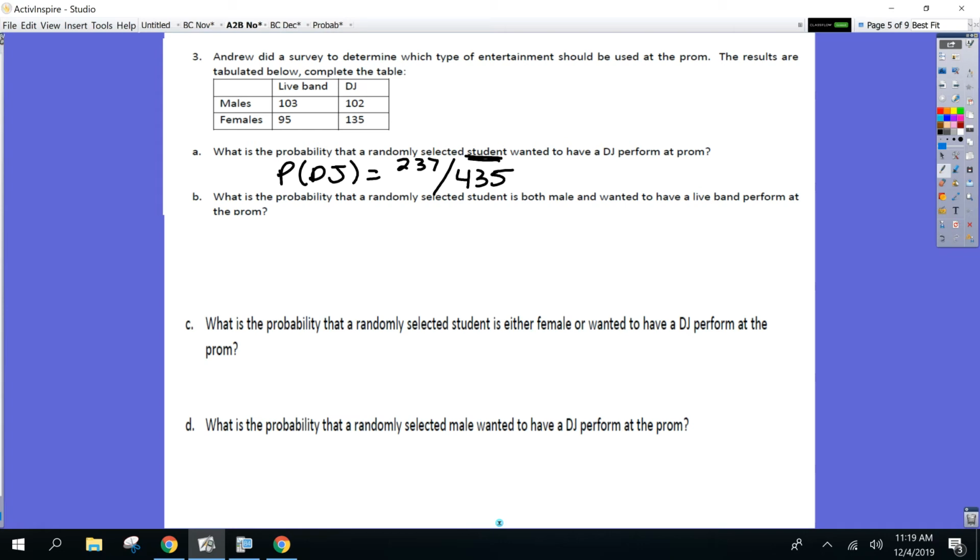Everyone all right? And then part B, probability, you select a student. So we're still at the students. I know I'm harping on that, but that'll change in part D. Both male and want a live band at the prom. Male, live band.